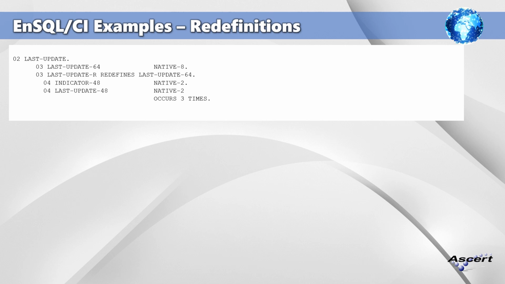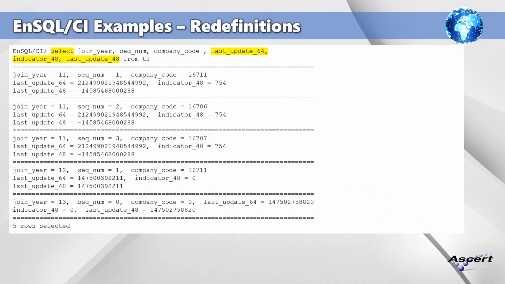EnSQL has the concept of hidden columns, which allows it to handle this situation and display the data appropriately. All the above fields are available as columns, though only one is displayed as part of a select asterisk statement. We can display the other columns by explicitly referencing them. Here the redefined columns last update 64, indicator 48 and last update 48 are explicitly specified in the select statement, and all their values are displayed. But now we have duplicated columns, which may not be desirable.